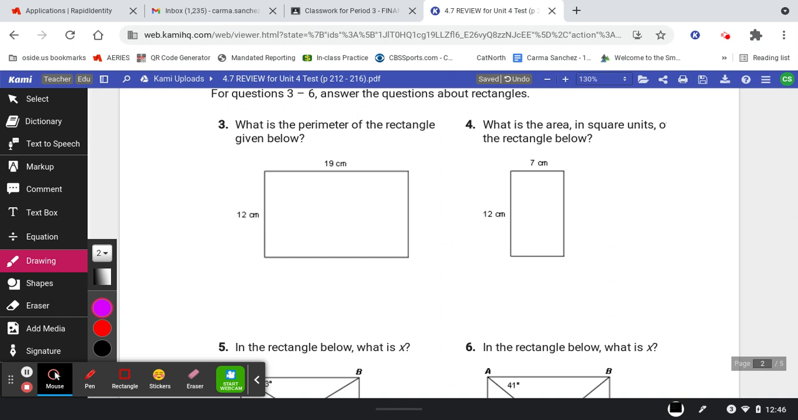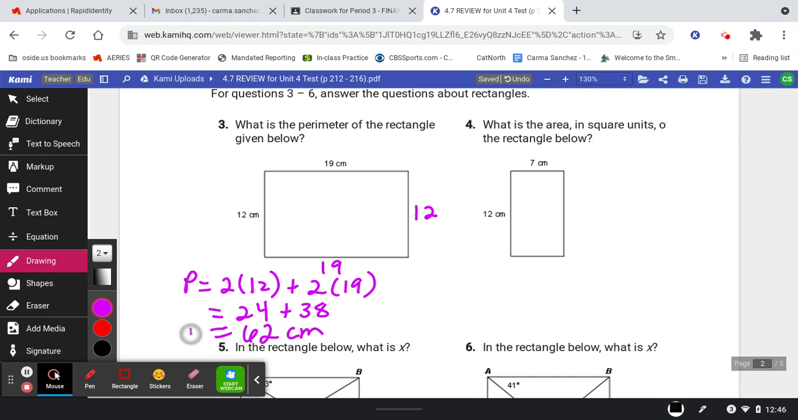What is the perimeter of the rectangle given below? So if this is a 12, then this is a 12. If this is a 19, then this is a 19. And the perimeter is adding that all up. Or 2 times the side length of 12 and 2 times the side length of 19. So grab your calculators and do that for me. And I'm getting 62. And because they told us it was in centimeters, our perimeter is in centimeters.